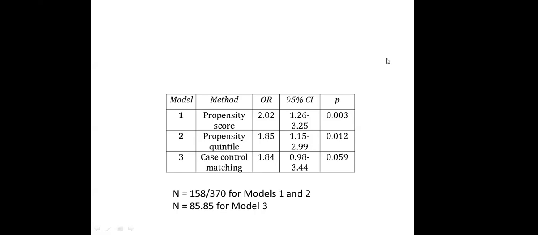And finally, when we did case control matching, because of that limited range of possible matches, we ended up with 85 versus 170 total out of the 500. And we see that the odds ratio is very similar to the quintile, but probably because of power, we didn't have a significant P.